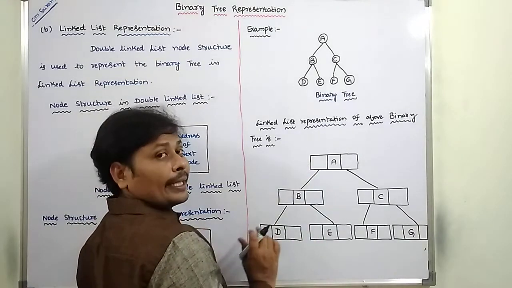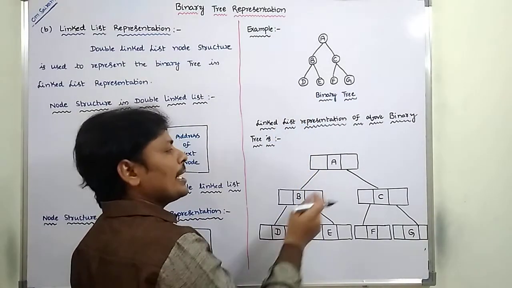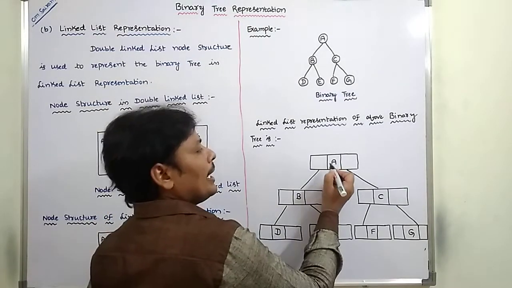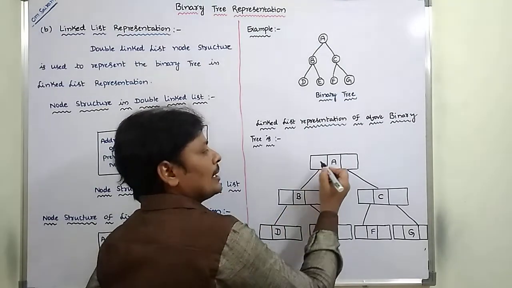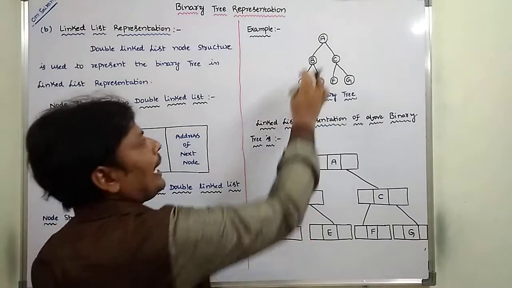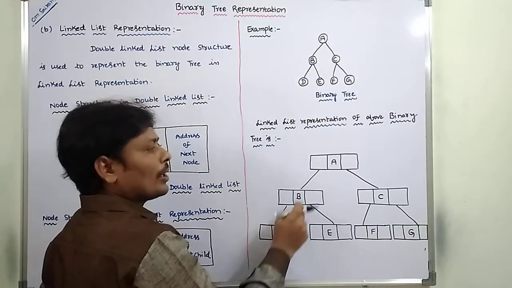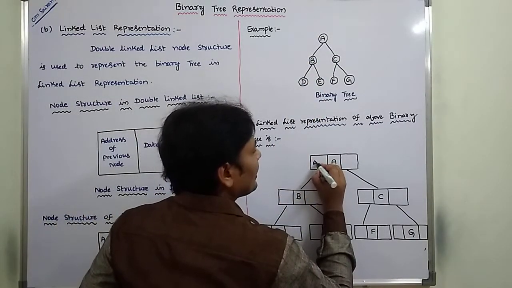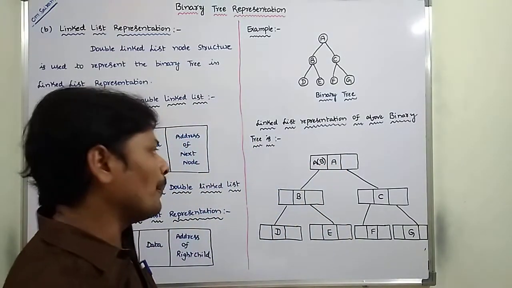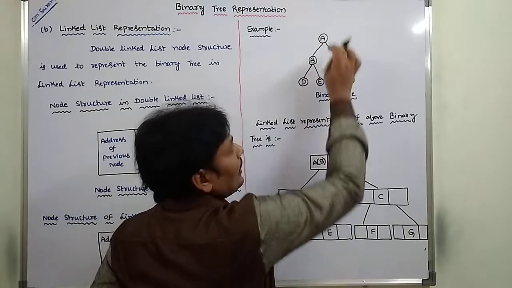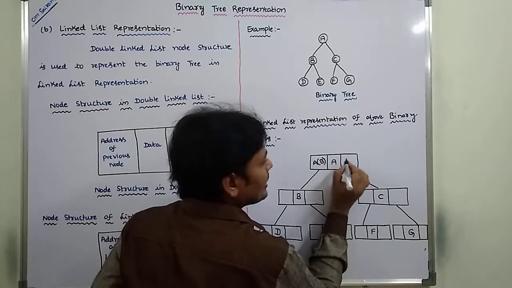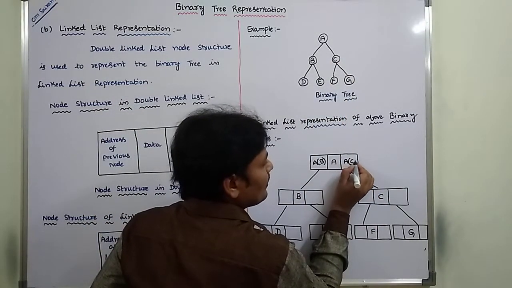So after creating each and every node by using the double linked list node structure, now here the middle value is A. So what is this one? Address of left child. Here A left child is B. Here we have to write address of B. A of B is nothing but address of B. Next here A points to the right child. Right child is C. So here it is the address of C.